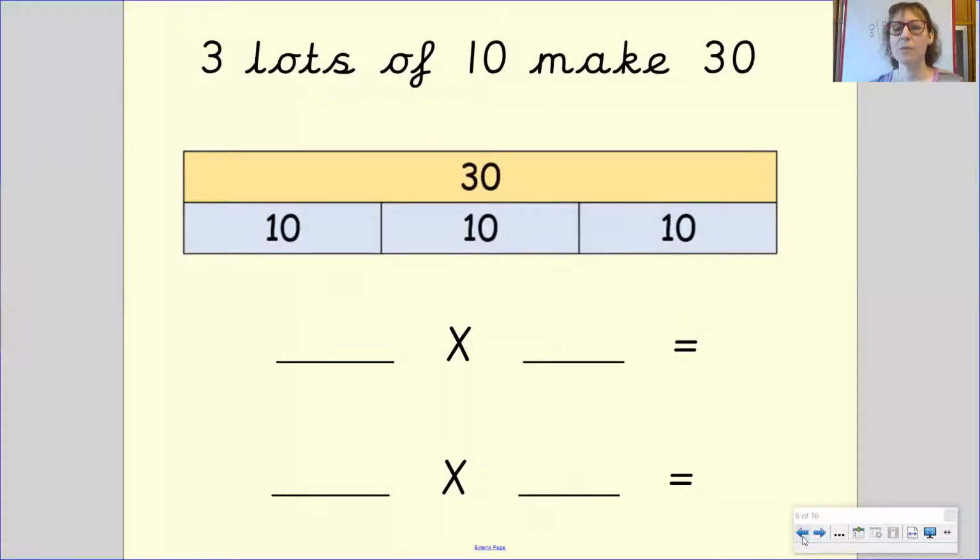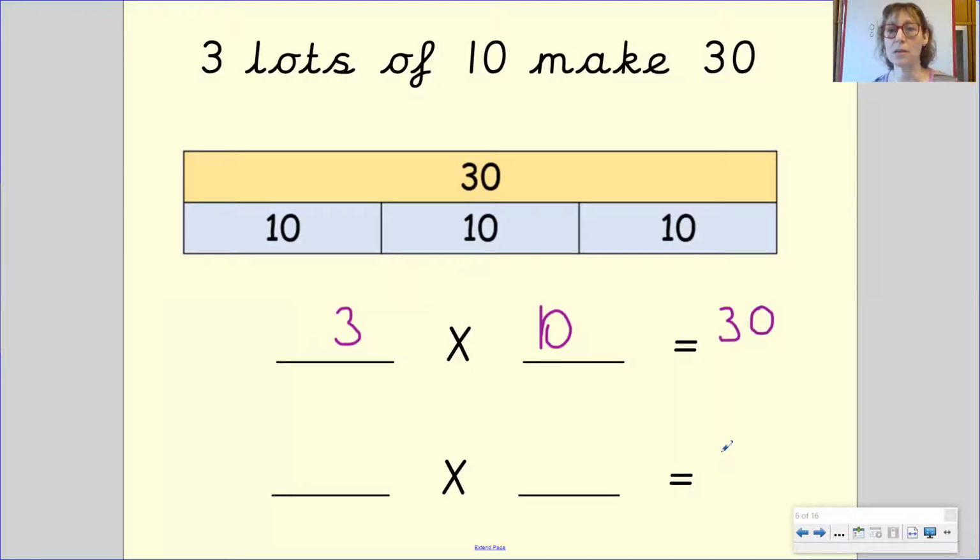Okay, so we've got bar models, and you can see that each part of this is the same. So we have got 1, 2, 3 lots of 10 to make 30. So we've got 3 times 10. We've got 1, 2, 3 lots of 10, 20, 30.